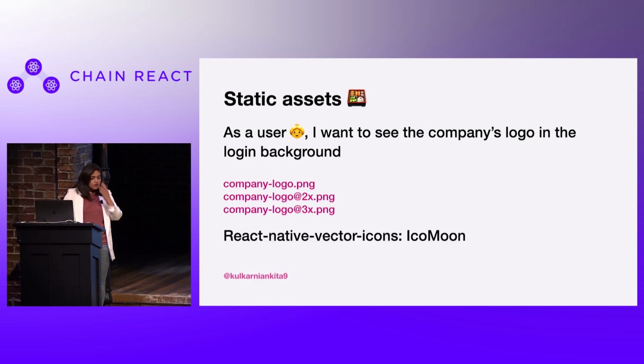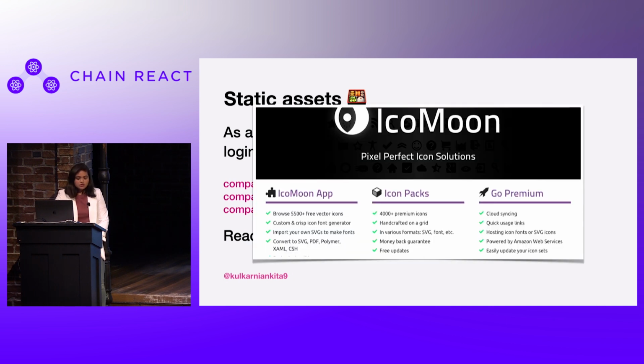But what we found very valuable in terms of performance itself was React Native Vector Icons. We use a tool called IcoMoon, just because we downloaded these vectors and imported them as fonts, and that really improved the performance of our app by a lot. And also it was very easy to manage as well.